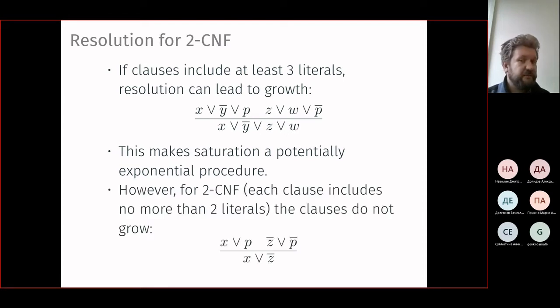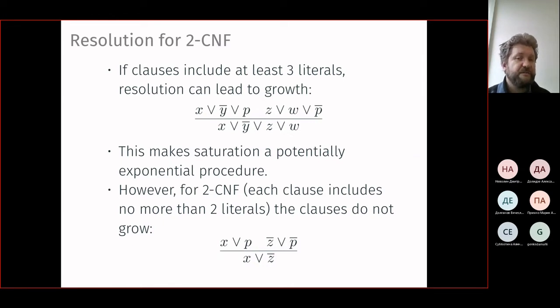But if you have a 2 CNF, which means that each clause includes no more than 2 literals, the clauses do not grow, because if you resolve 2 clauses which include 2 literals each, then the result will include at maximum 2 literals. Here is an example. But why at maximum? Because possibly they could coincide. So they could be, say, X or P and X or not P. And this just says that it's X, just one. Or it could be false, which means empty.